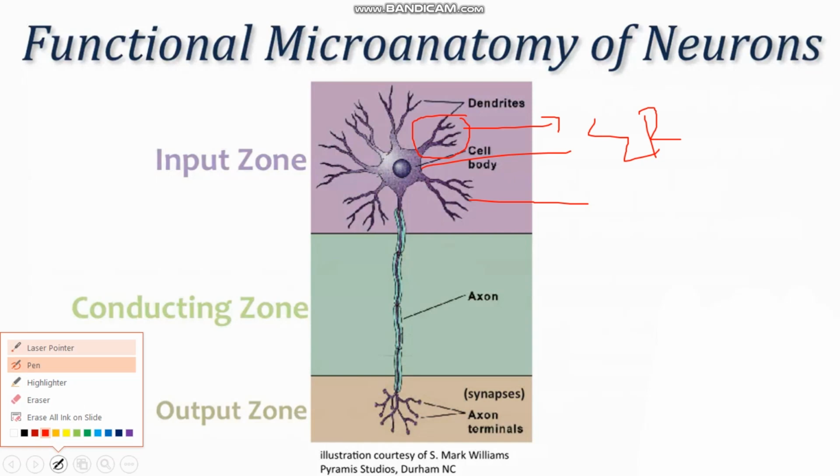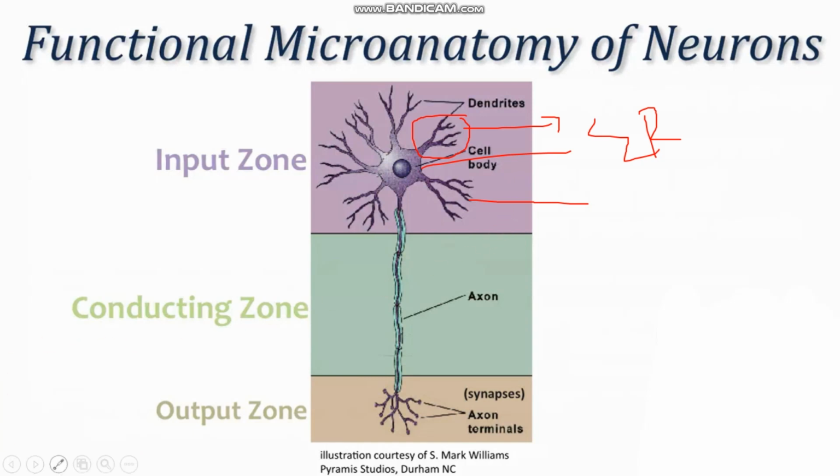If you look at the microanatomy of dendrites, you will see that dendrites have spines.